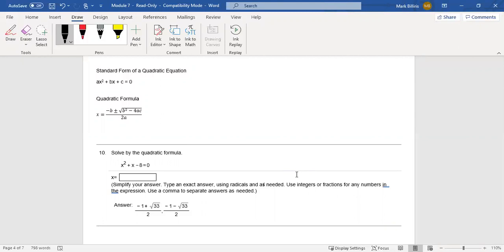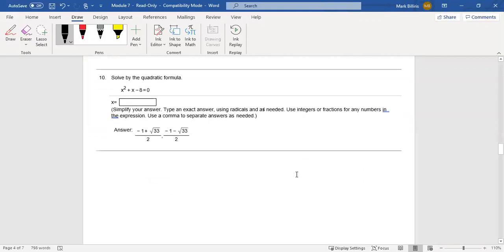Okay, so let's look at one and how to use the quadratic formula to solve. The quadratic formula can be used to solve any quadratic equation. If it's factorable, you can use it, and if it's not factorable, you can use it. Whereas when we had solving quadratic equations in the past, we could only do it by factoring, and all of those were factorable. So remember that the standard form is ax squared plus bx plus c equals 0.